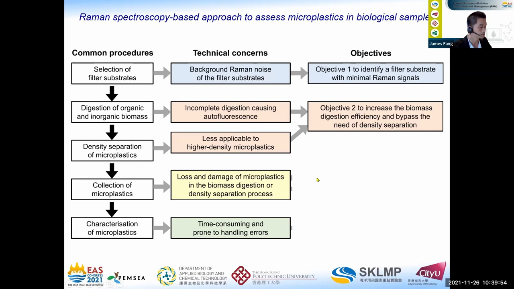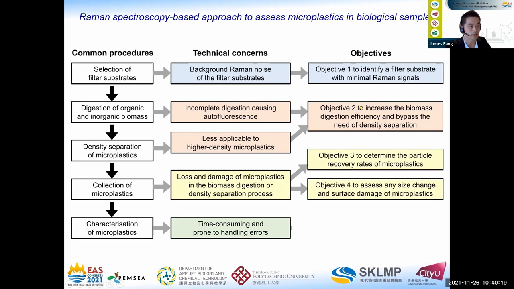When we have isolated microplastic, we will use Raman spectrometry to analyze and identify what they are. However, the chemicals used in this treatment, the biomass digestion treatment and the density separation treatment, may cause some damage or sample loss to the particles themselves. Therefore, we would like to determine the particle recovery rate of microplastic under the digestion method that we developed in objective two. This is objective three, the particle recovery rate.